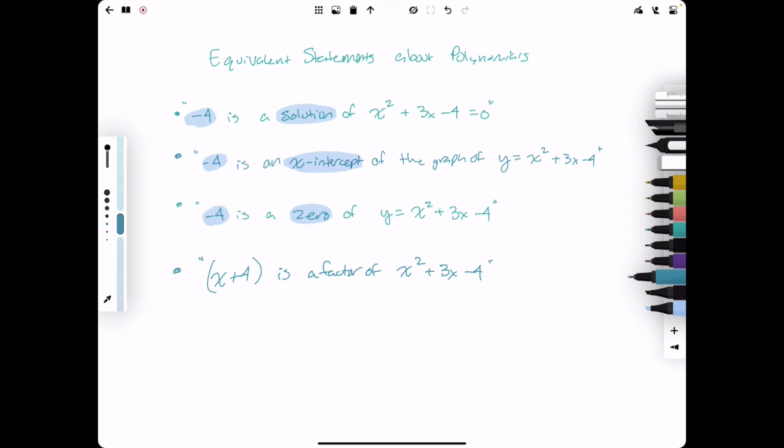These all have more or less the same meanings, because if it's a factor, the factor is going to give you a 0. The 0 gives you the x-intercept. We call those solutions. They're all interchangeable. So if you see in the directions anywhere, find the solution, find the x-intercept, find the zeros, find the factors. It all means the same thing.